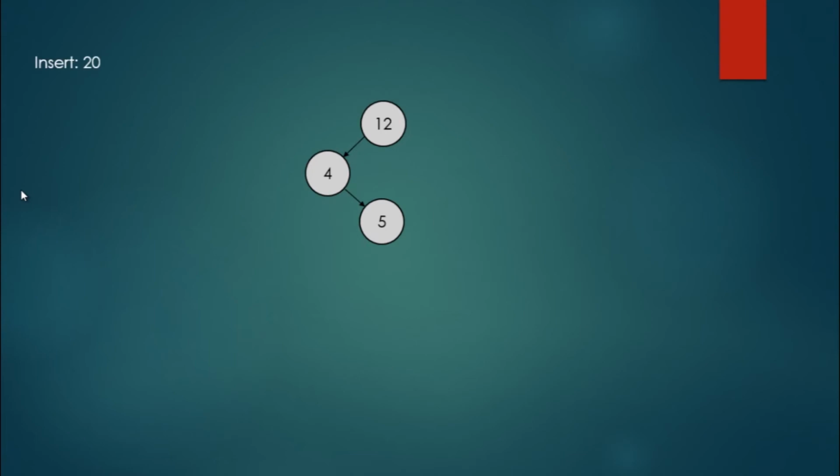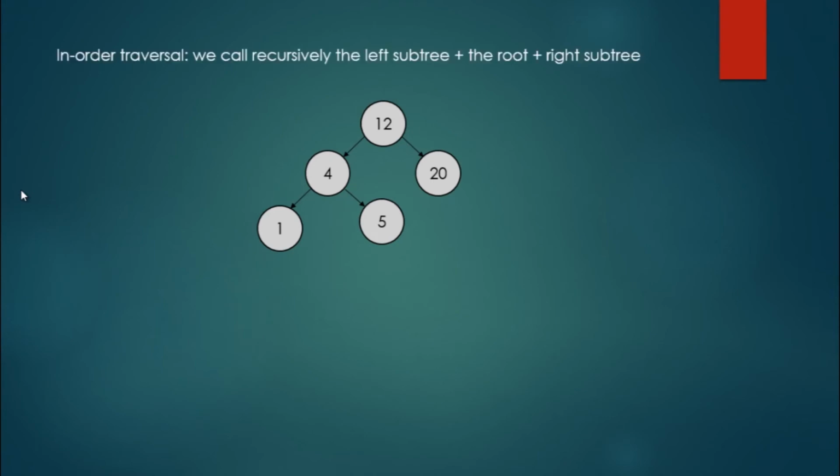We want to insert 20. So we have to examine. 20 is greater than 12, so it is going to be the right child of 12. We have to insert 1, so we keep going from the root. It is smaller than 12, so we go to the left. It is smaller than 4, so we go to the left and create a new node for it. So this is how we keep constructing a binary search tree.